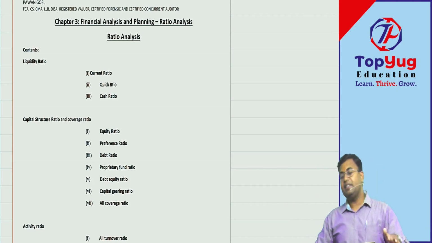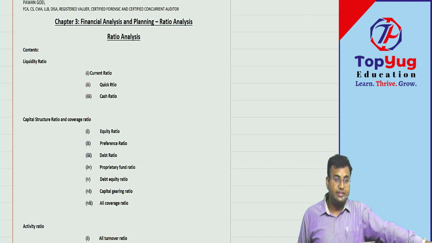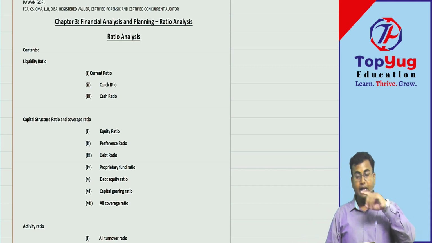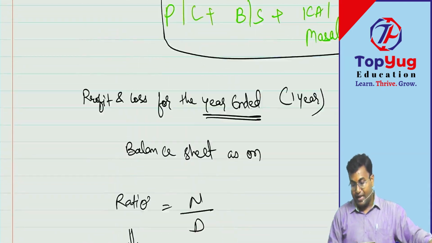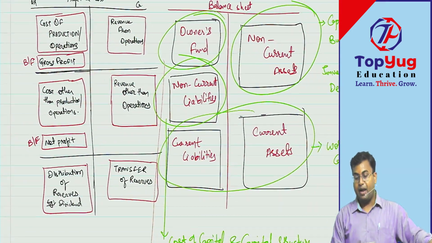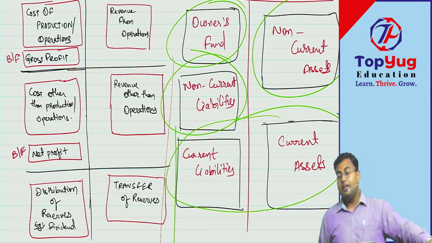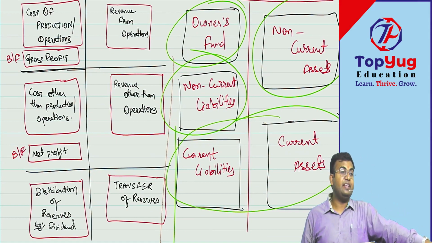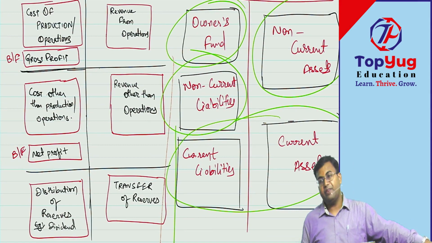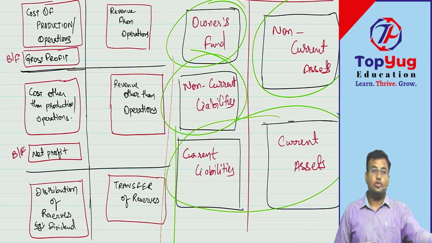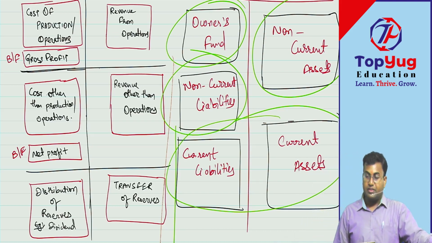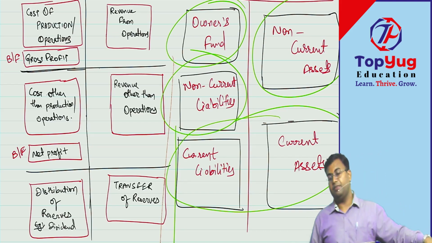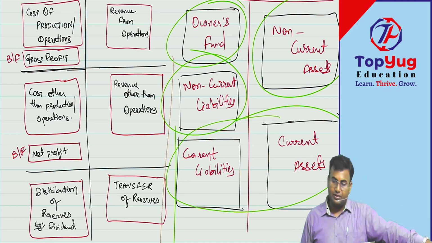Now talking about current liability, we already spoke yesterday regarding the parts of P&L and balance sheet. I believe I have it right here. Have you spoken about the parts of P&L and balance sheet? Yes. Now we also spoke that majorly the ratios will be divided into these four or five parts only, right? So the profit and loss account was there. In that profit and loss account we divided into a few parts: cost of production, cost other than production, distribution of reserve, revenue from operations, revenue other than operations, transfer of reserves, right?